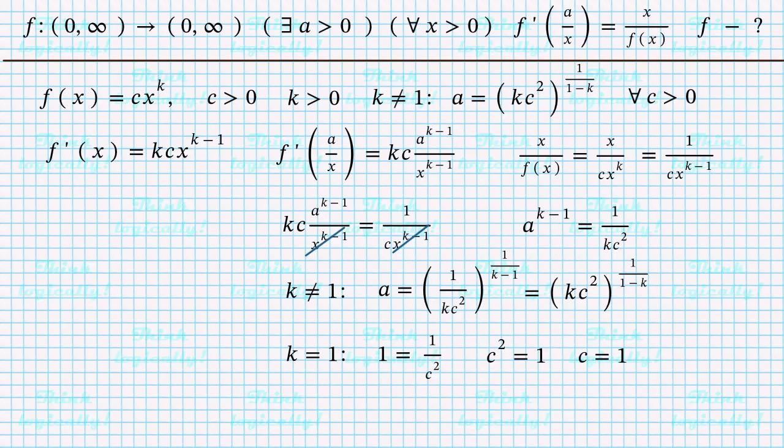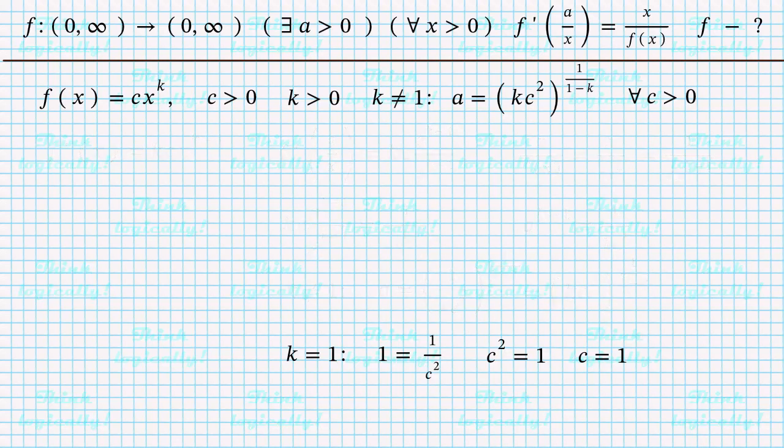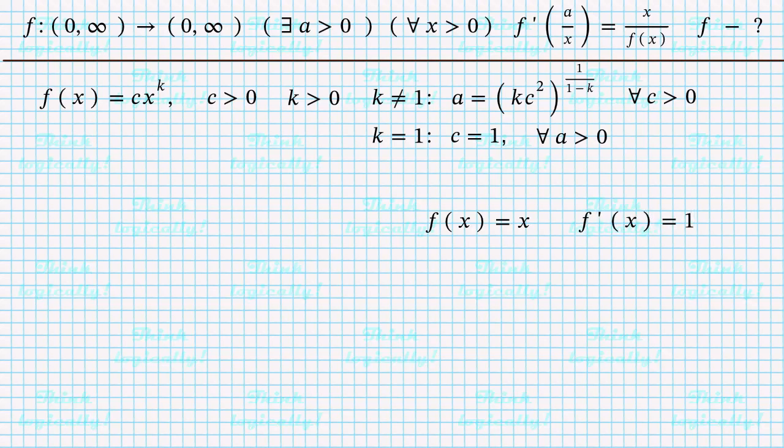Let's again remove a few lines and write that when k equals 1, c must be 1, while a may be any positive number. Indeed, when both k and c are equal to 1, then f of x is just x. Therefore, f prime of x is a constant equal to 1, so f prime of a over x is 1 for any positive x and a. And the right hand side is 1 as well for any positive x.